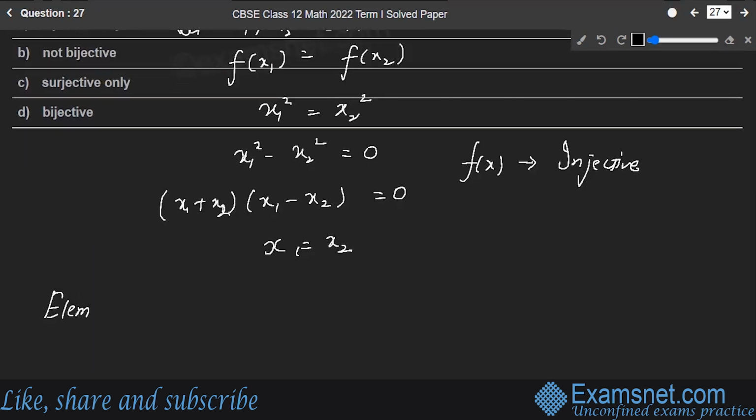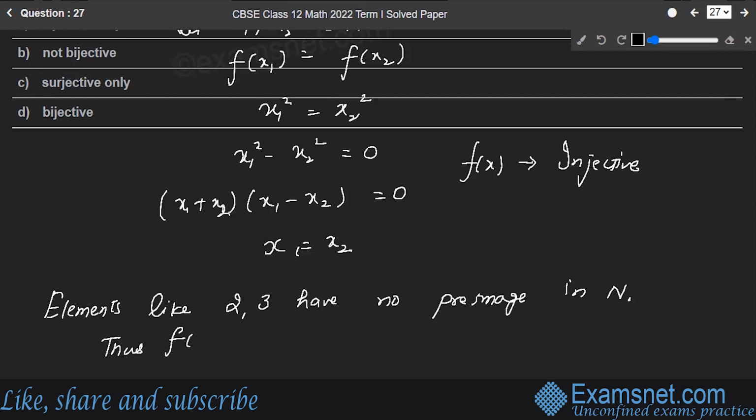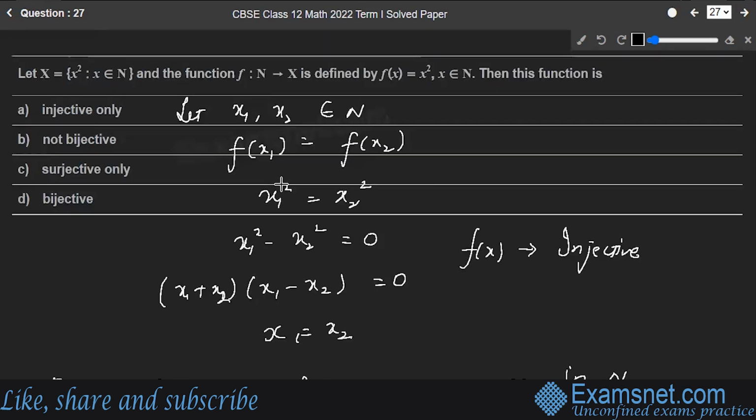Also, elements like 2 and 3 have no pre-image in N, thus f(x) is not surjective. All right, which means option A has to be the answer. Hope you understood. Next is question number 28.